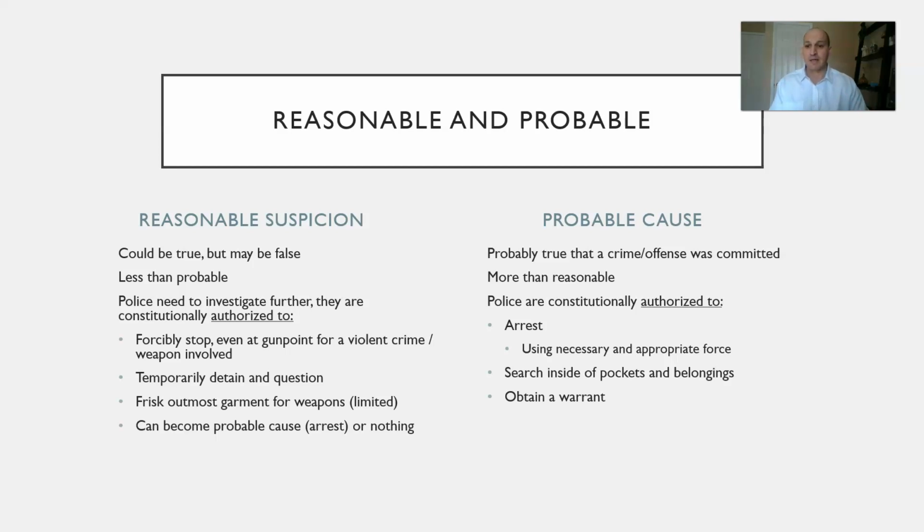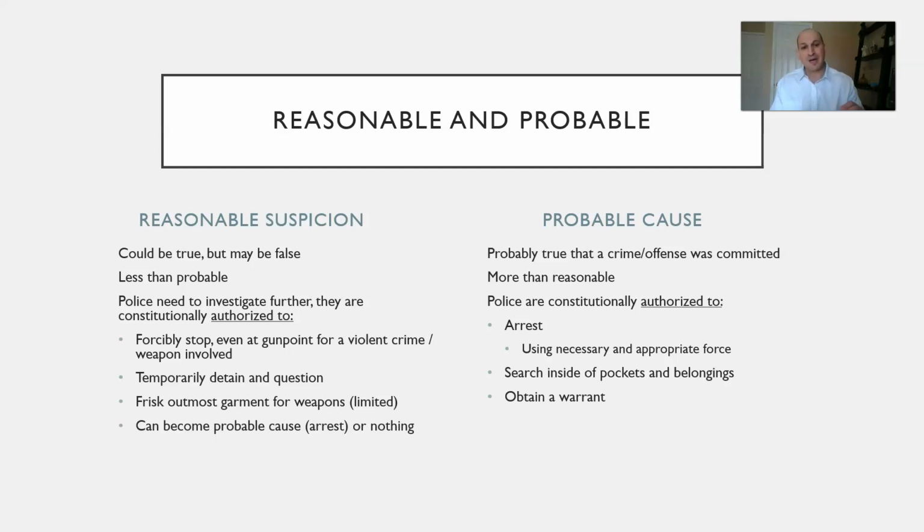All right, and then this can become probable cause. Reasonable suspicion can turn into probable cause, right? So you have reasonable suspicion, and then you stop somebody that you reasonably suspect was just involved in a crime, and then you develop probable cause out of that based off of their answers, based off of witness statements, based off of something that you frisked them for. That happens frequently. Different from that is probable cause.